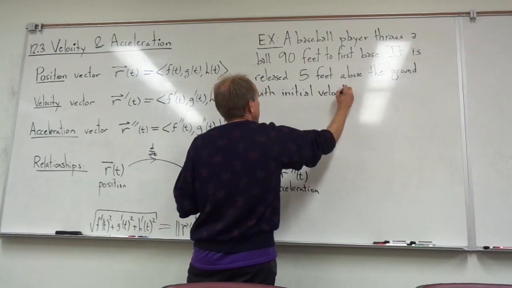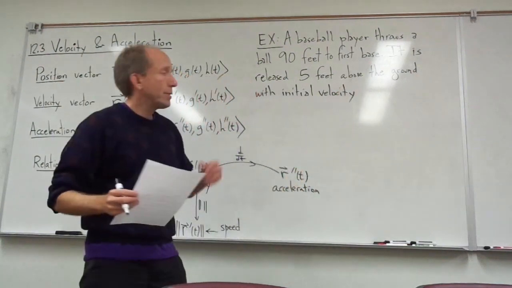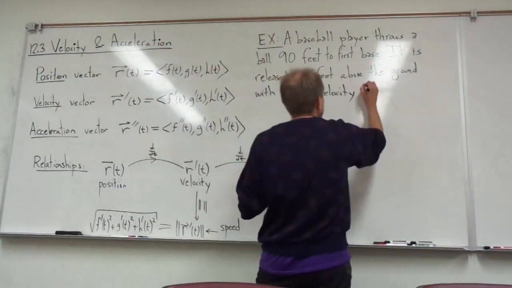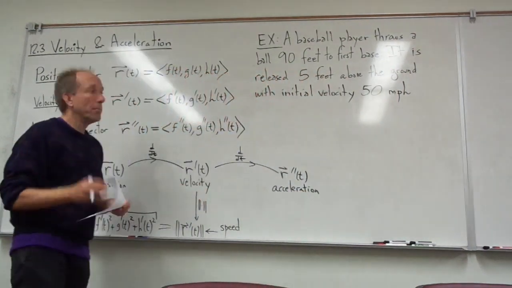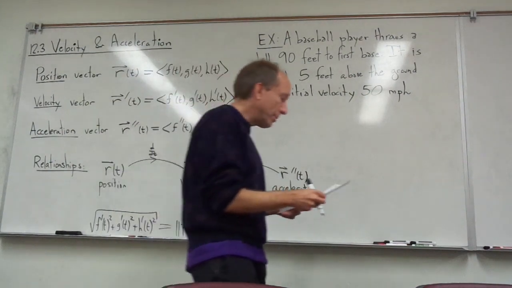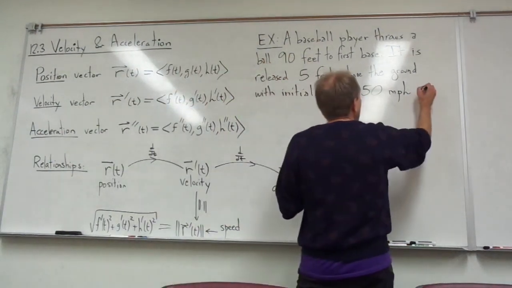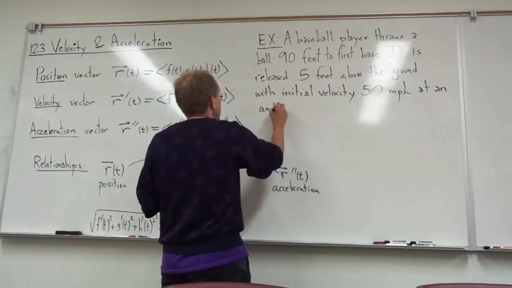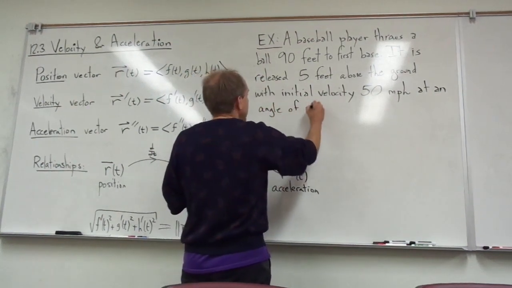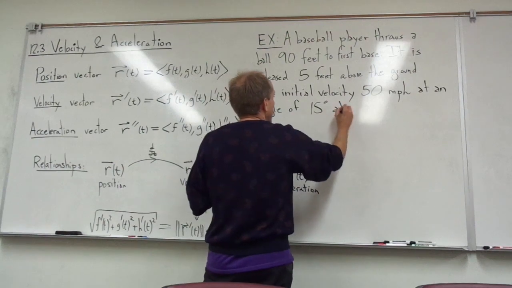It says initial velocity, but it's really the speed because it's just a number. So at time 0, at the moment he throws the ball, it's going to be traveling 50 miles an hour at an angle of 15 degrees above the horizontal.